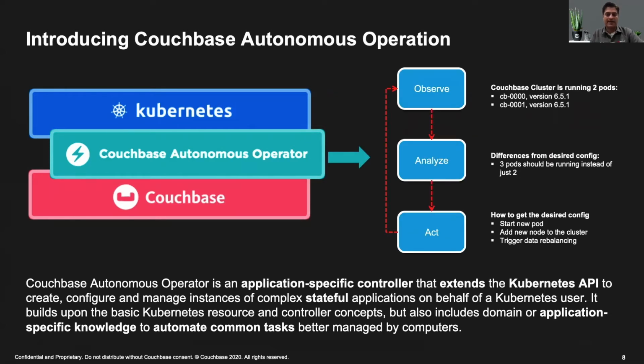As described in the diagram on the right, the self-healing aspect of the Couchbase Autonomous Operator works by continuously observing the current state of the cluster, comparing it with the desired state of the cluster, and once a change is observed, then acting upon it, resolving the outage by bringing a new pod to the cluster as a replacement.